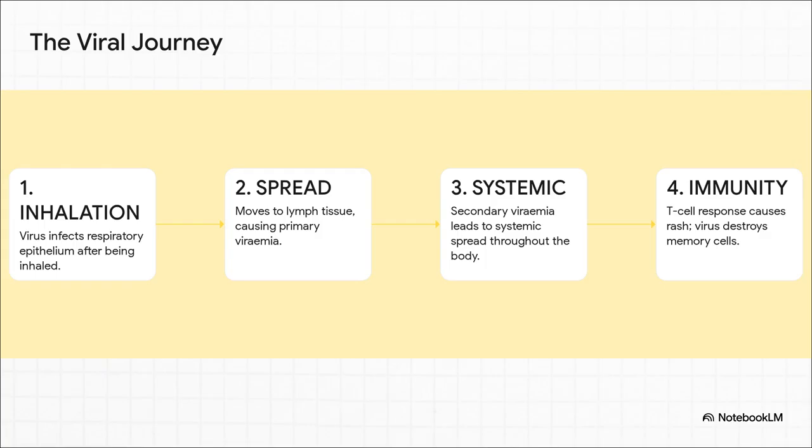Step 3, it uses the bloodstream as a superhighway to go systemic. We call that viraemia. And finally, Step 4, the body's immune system freaks out and launches a huge counterattack. And that big reaction is actually what causes the famous rash. But, and this is a big but, there's a major catch.